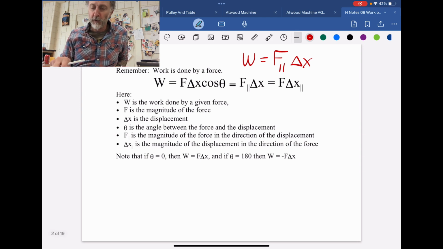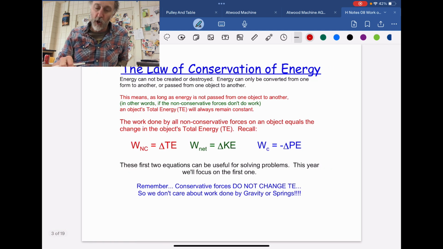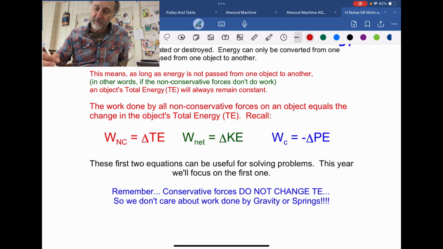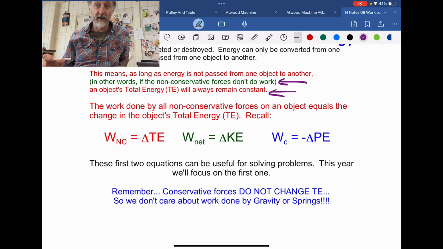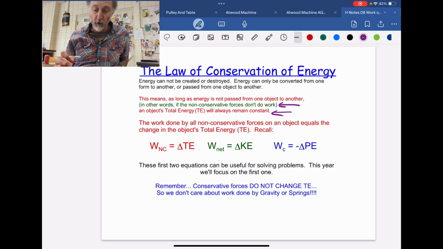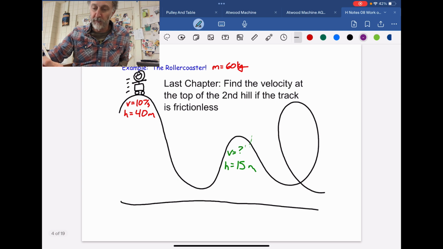And so what we also learned was this idea of the law of conservation of energy. And what we learned was if no non-conservative forces do work, then your total energy is constant, right? And so we applied that a ton in these roller coaster problems, right? So here's a simple example of one, right?